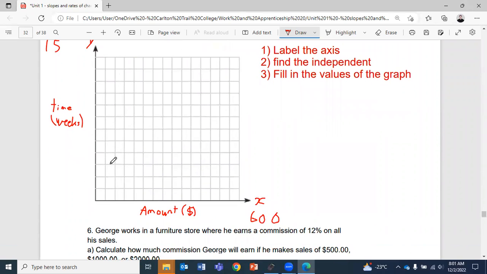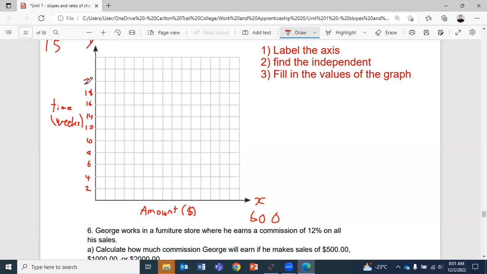First off, how many times does this graph go up? It goes 1, 2, 3, 4, 5, 6, 7, 8, 9, 10, 11, 12. So I can't go up by ones here because I only go up to 12. Why don't I make it twos? So 2, 4, 6, 8, 10, 12, 14. My 15 will be right here, 16, and so on.